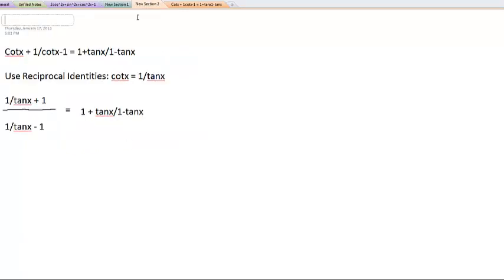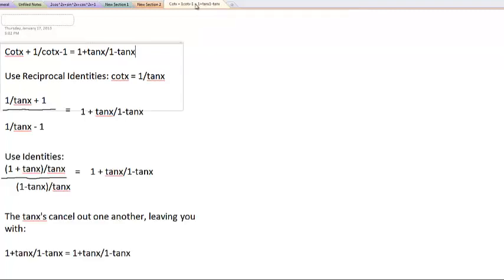For our last problem, you have cotangent x plus 1 over cotangent x minus 1 is equal to 1 plus tangent x divided by 1 minus tangent x. You start with the reciprocal identity. Cotangent x is equal to 1 over tangent x. You have 1 over tangent x plus 1, all divided by 1 over tangent x minus 1 is equal to 1 plus tangent x over 1 minus tangent x.